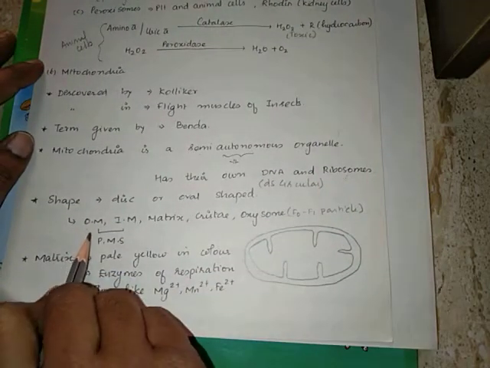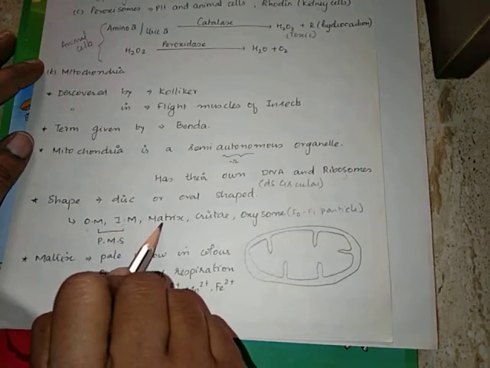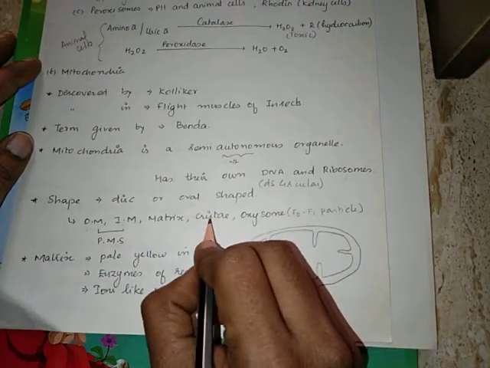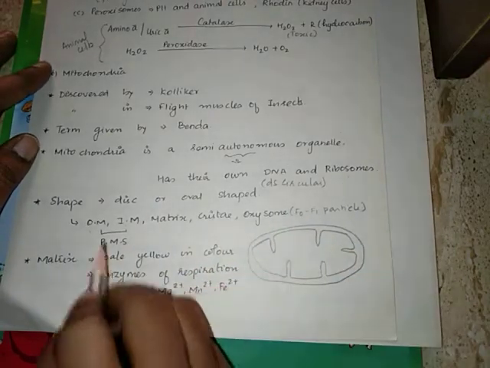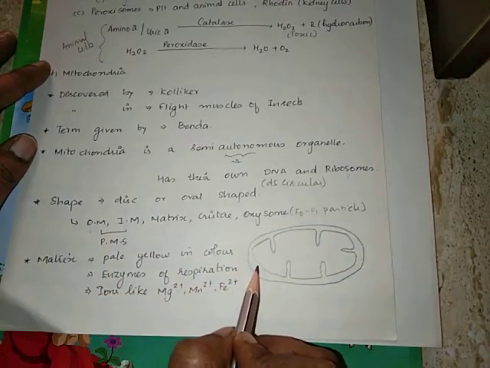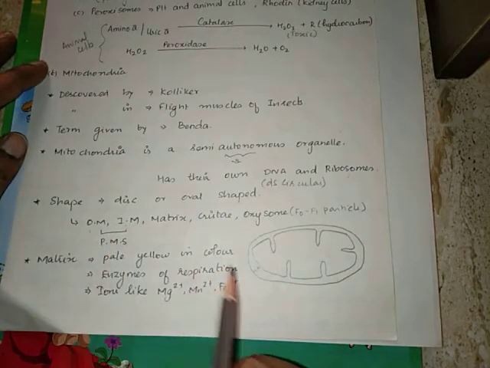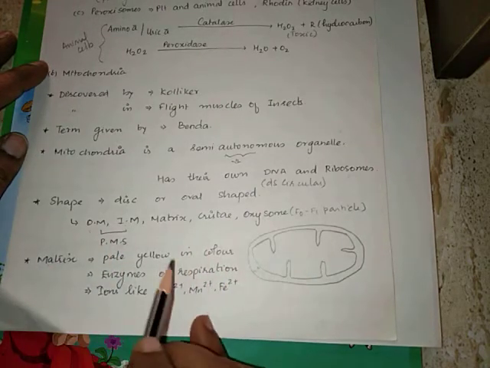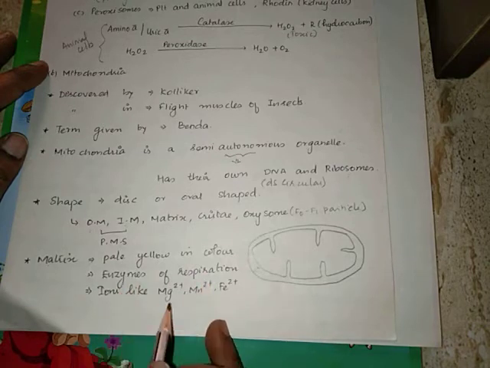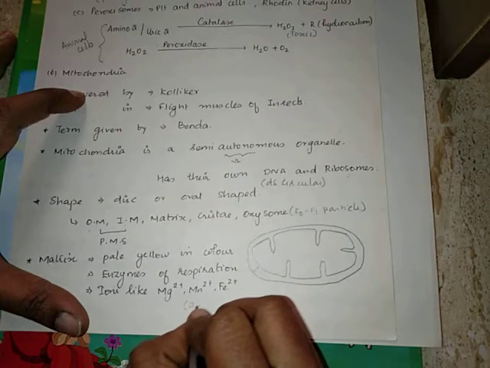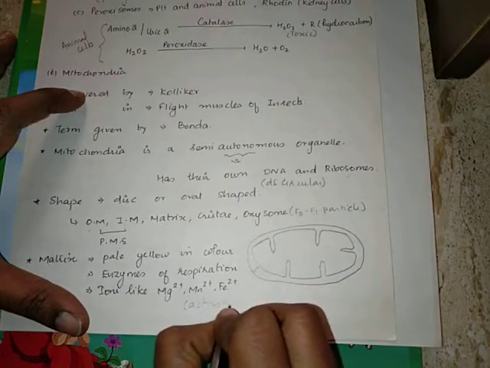OM represents the outer membrane here, and this is the inner membrane. What is present inside is called the matrix, and these invaginations are called cristae, and cristae have oxysomes. The space between the inner and the outer mitochondrial membrane is called the perimitochondrial space. What is present in the matrix is enzymes for respiration and ions. These ions are mainly required for the activation of the enzymes.